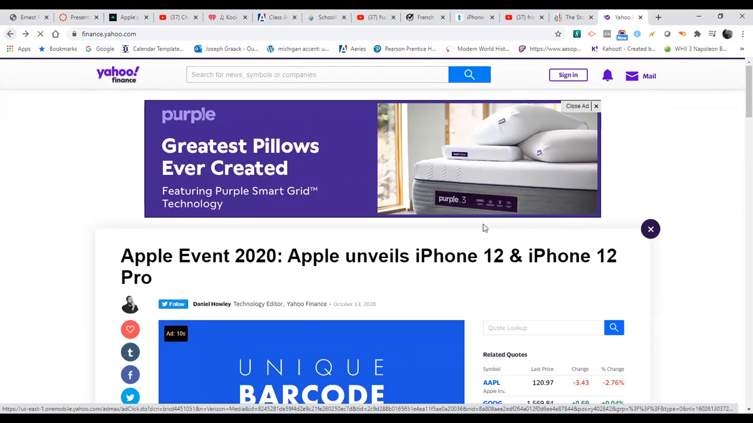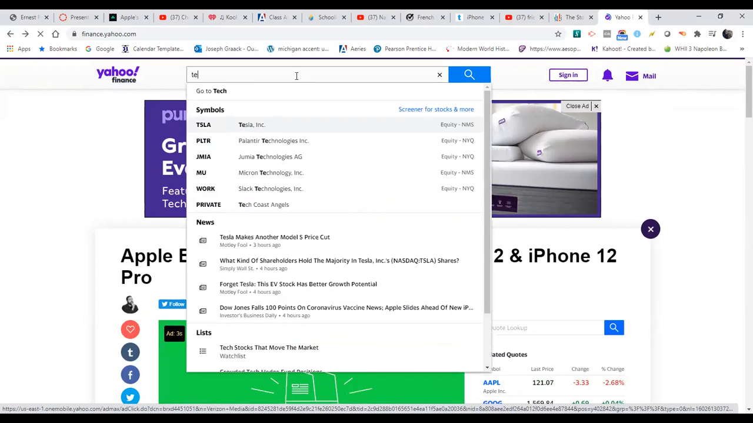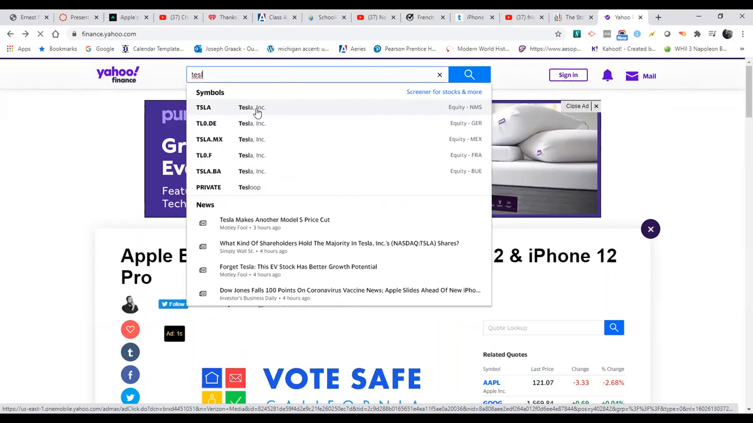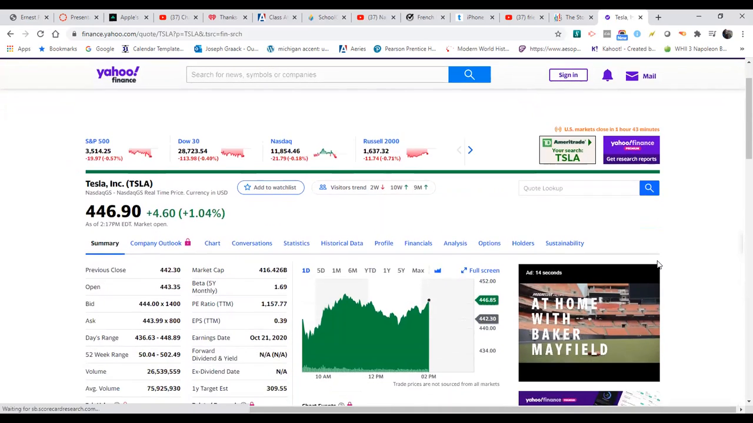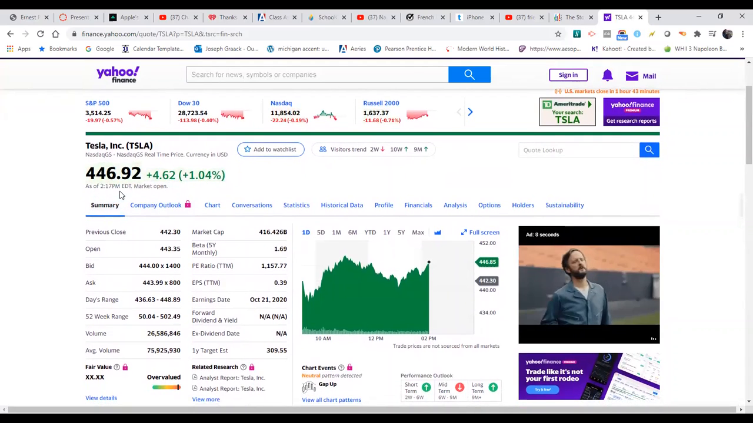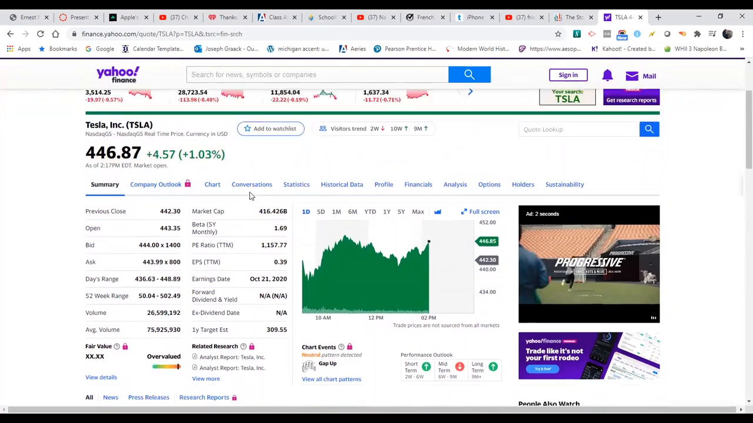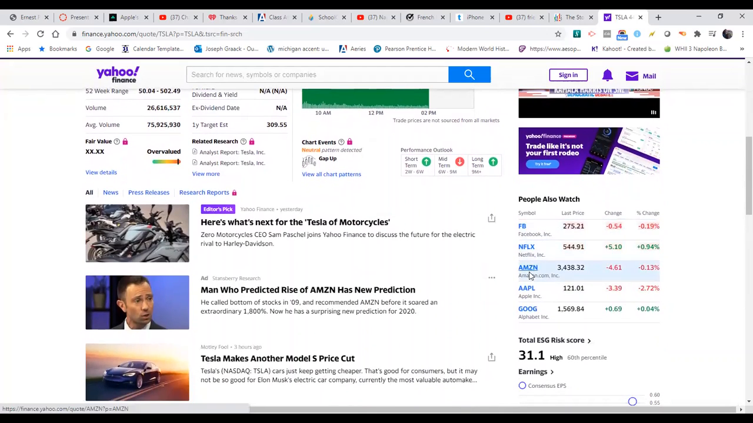But the reason that I like this is the same thing that she showed you, is you can search different companies. So maybe you're interested in Tesla. Tesla is available in stocks. It's on the NASDAQ market. You can see that a share of Tesla stock is $447.01. It's basically up $4.50, $4.60. Here it tells you as well, right? Facebook, $275 a share. Netflix, $544.91 a share. Amazon is up to $34.90 a share.